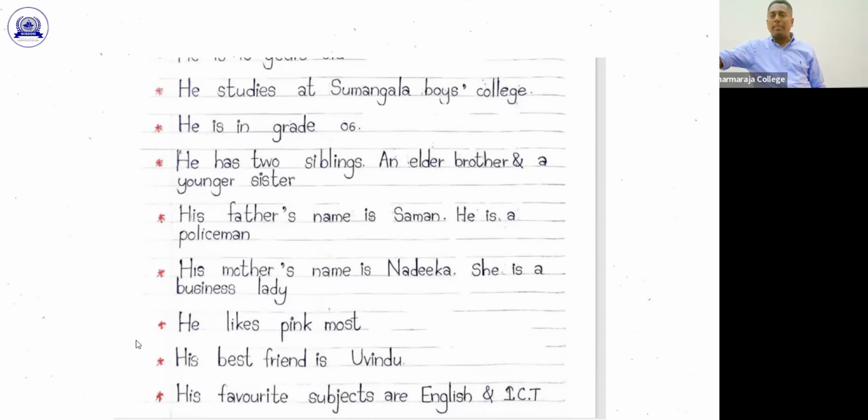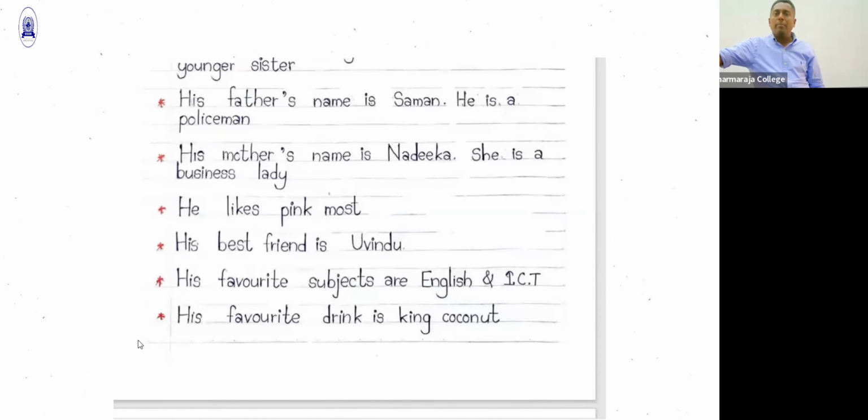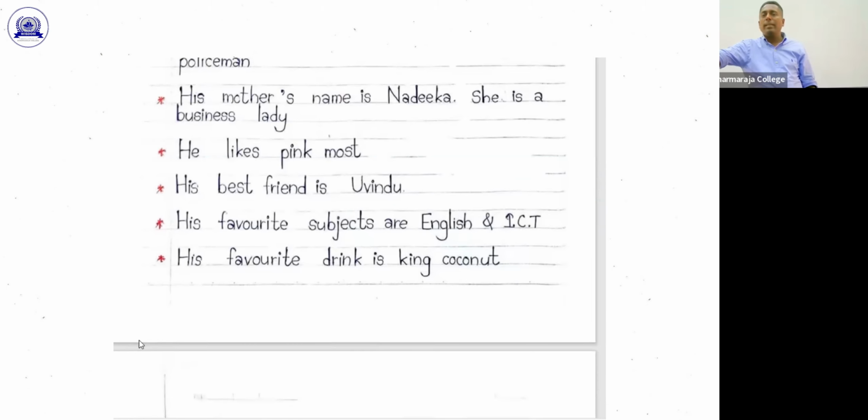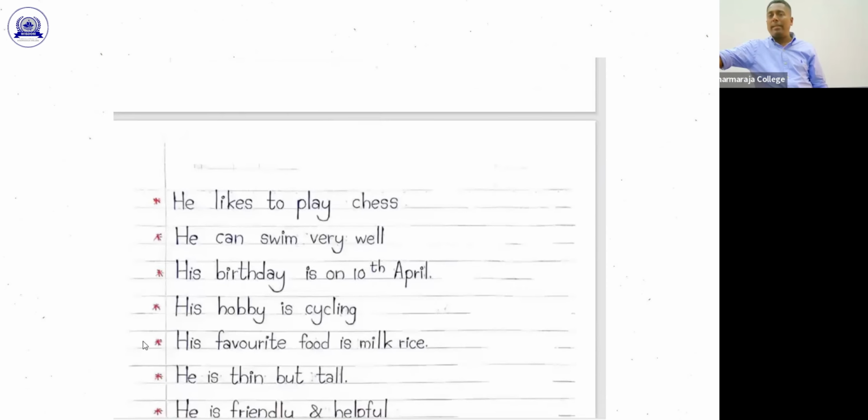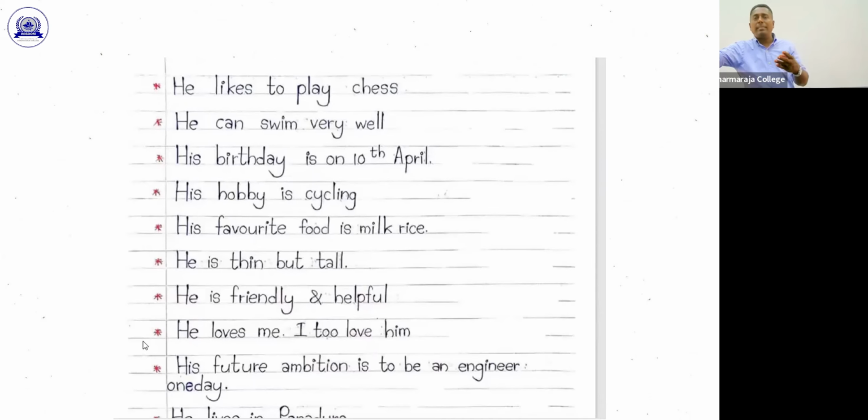His father's name is Sam. He is a policeman. His mother's name is Sam. She is a business lady. He likes ping pong. His best friend is Ovid. His favorite subjects are English and ICT. His favorite drink is King Coconut. He likes to play chess.